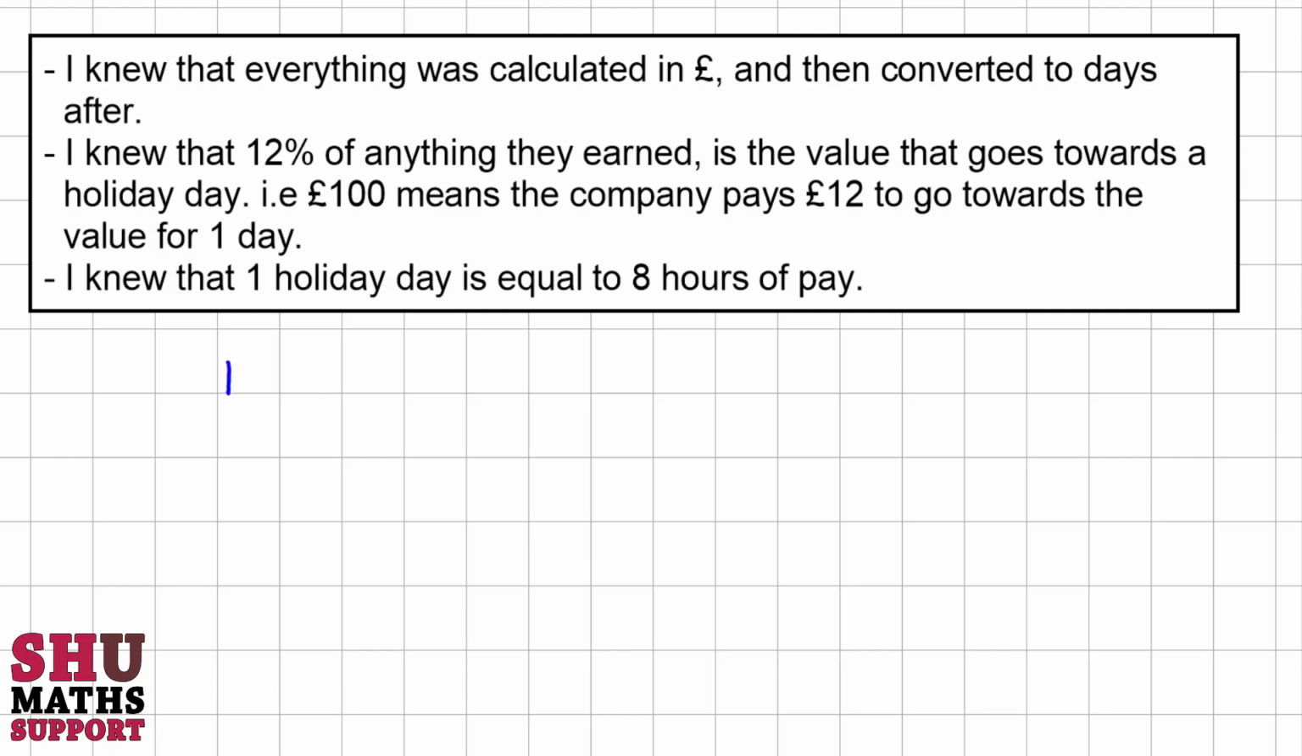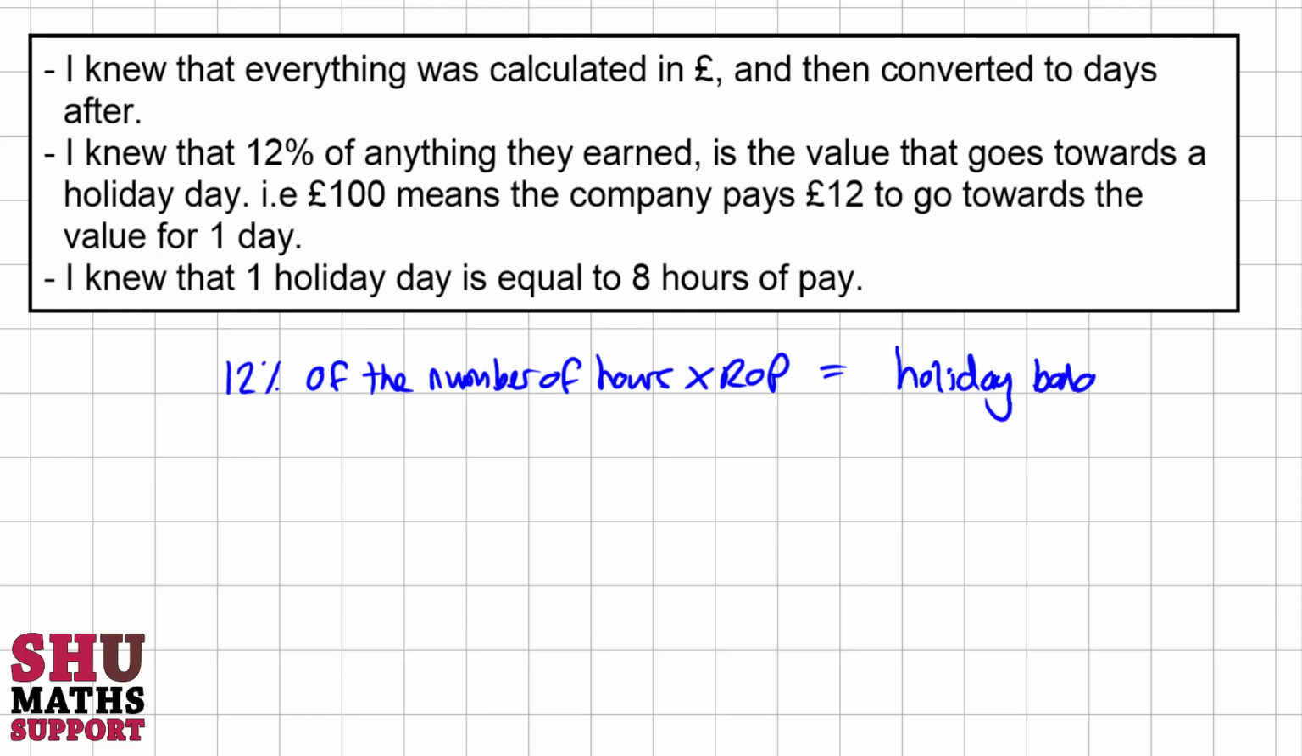12% of the number of hours times by the rate of pay. So I had the number of hours times by the rate of pay, and I wanted 12% of that, and that would equal the holiday balance in pounds. So what that basically means is if they've worked 50 hours in 1 week and their rate of pay, which is how much they get paid an hour, is £10, then that's obviously £500, and we need 12% of £500, and that's how much goes towards a holiday balance.